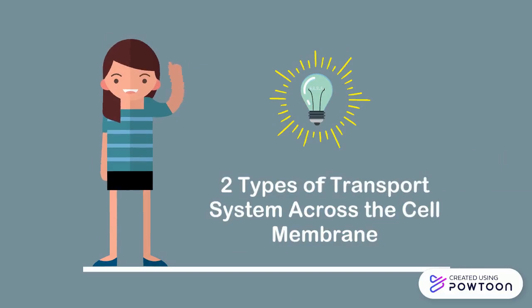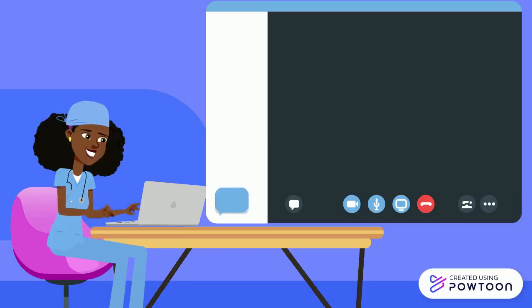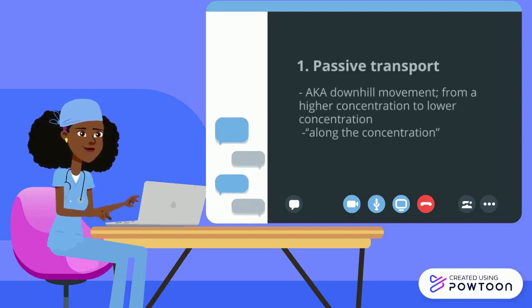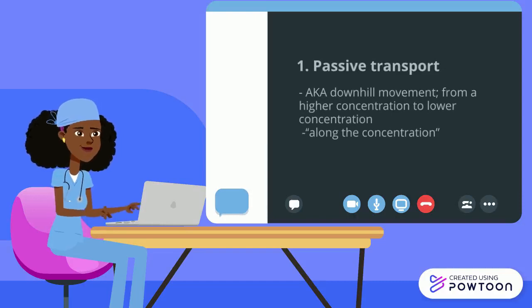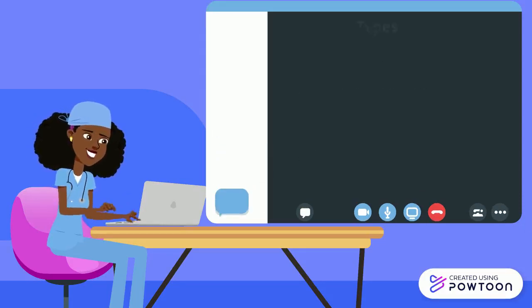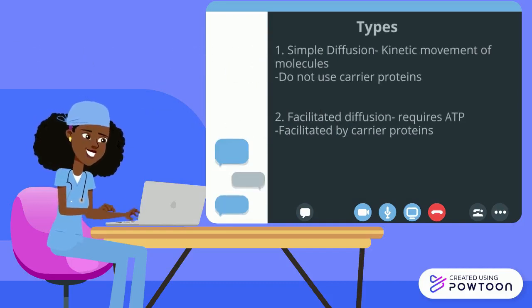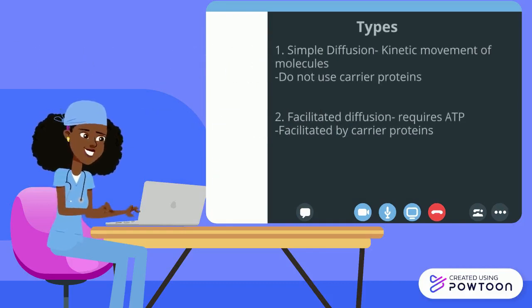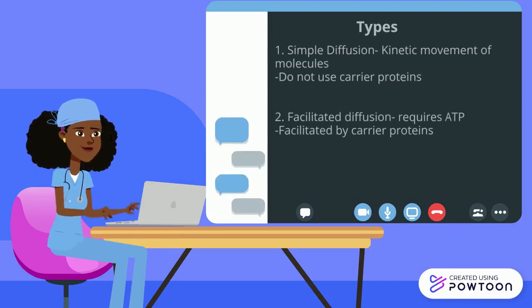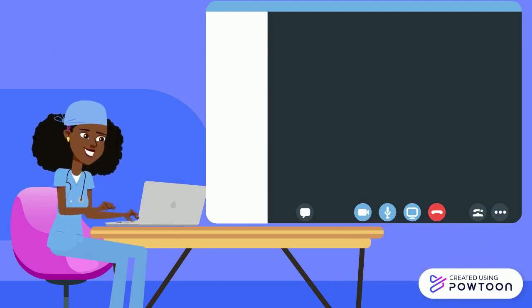There are two types of transport systems across the cell membrane. Passive transport is also known as downhill movement, or a movement from a high concentration to a lower concentration. Diffusion is a random mixing. Simple diffusion is the kinetic movement of molecules and does not use carrier proteins. Facilitated diffusion requires ATP and is facilitated by carrier proteins.